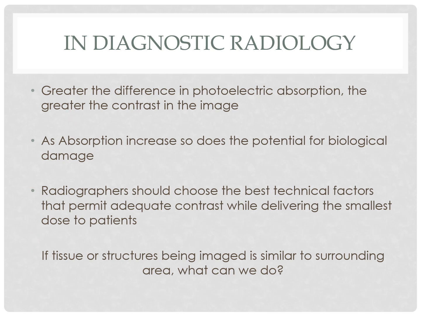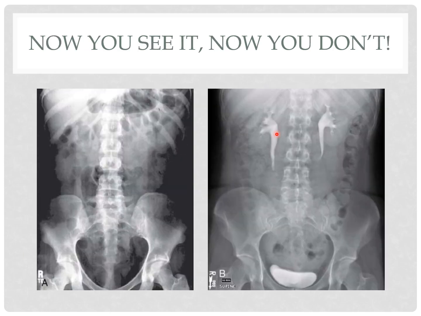If tissue or structures being imaged are similar to surrounding areas, what can we do? So then basically we have to introduce something with a higher atomic number, which is going to be your contrast. All of the structures in the abdomen are very similar. The liver is similar to the kidneys, similar to the muscles, small bowel, large bowel. We can't really see anything until we introduce the contrast or unless the part is calcified. Again, we have contrast in the bladder.